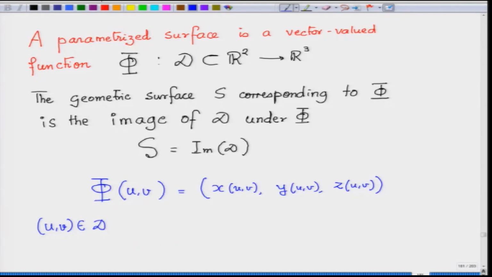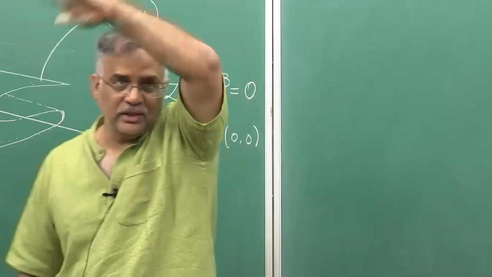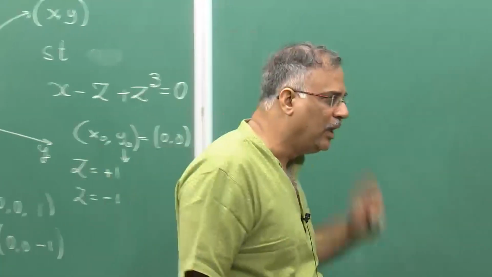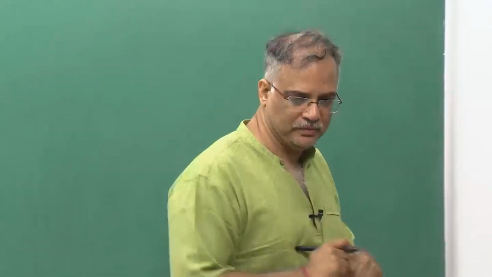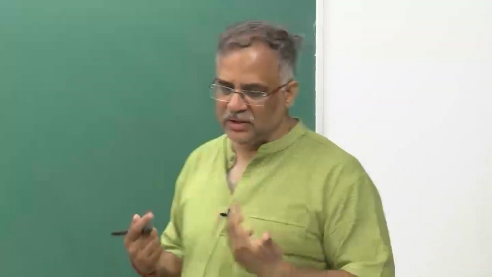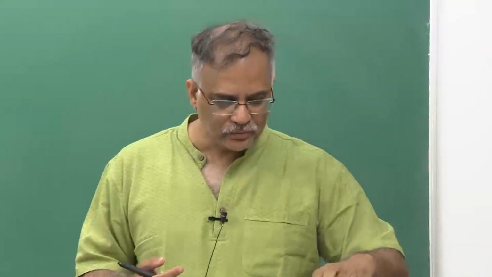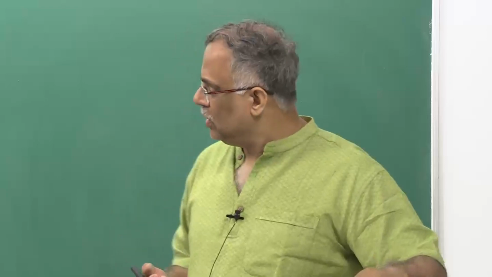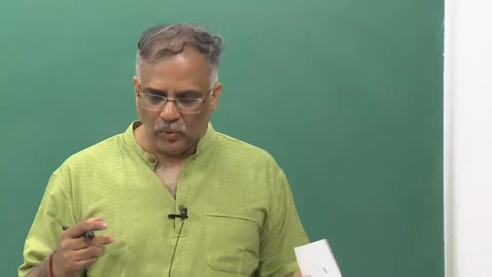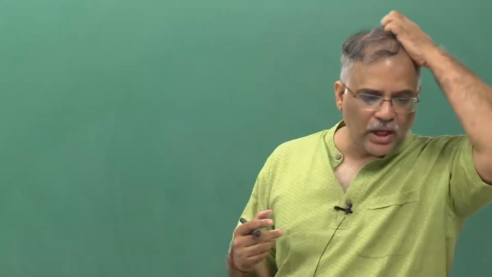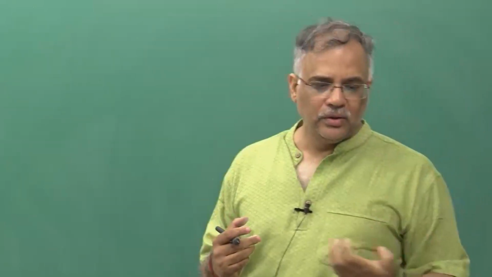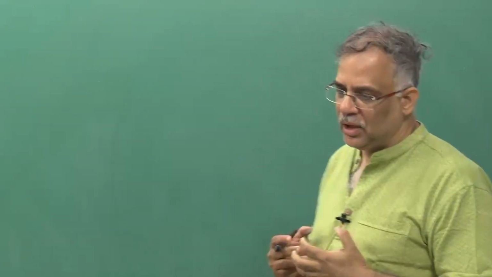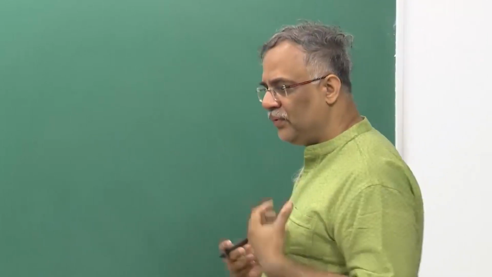Let us first see, if I have a function z equal to f(x,y), then this graph is a surface which we know. Can we parameterize it in this way? So, first step comes in this particular way. What we are trying to do is to use the idea of a single valued function to talk about surfaces.